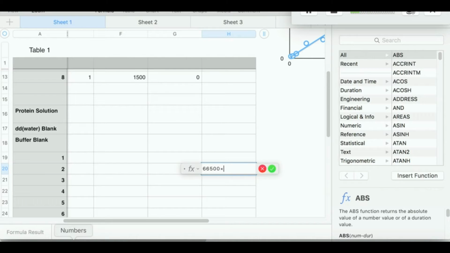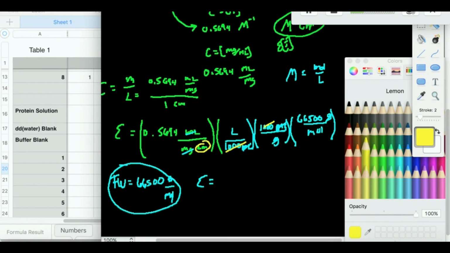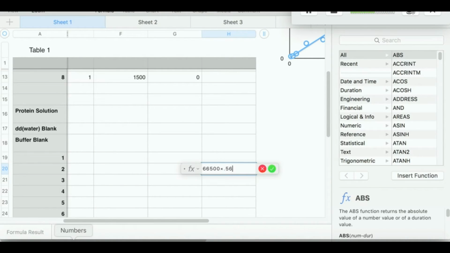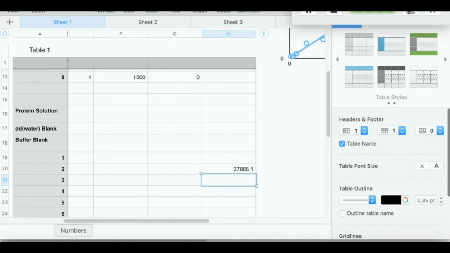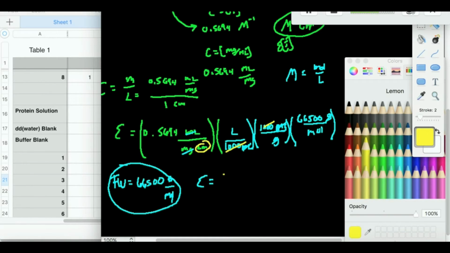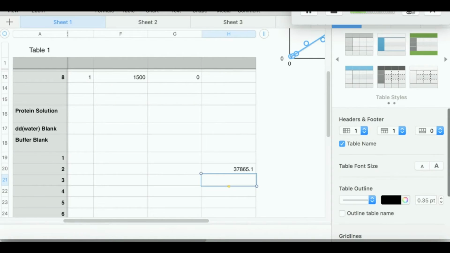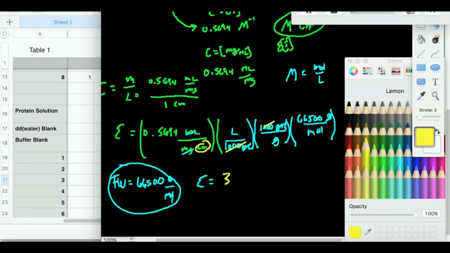Let me just make sure. I'm really bad at memorizing numbers. 0.5694, so this is your molar extinction coefficient: 37,865. Now, notice we have centimeters in the denominator, so I'm going to have inverse centimeters here for the unit.